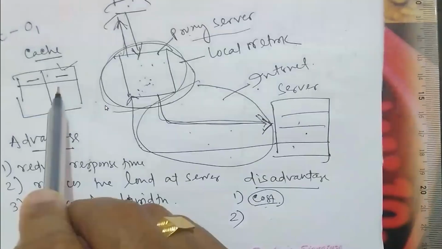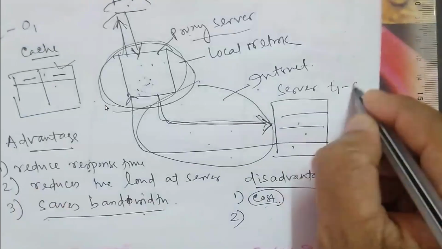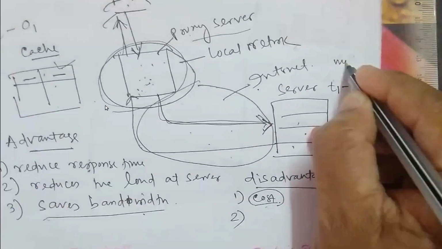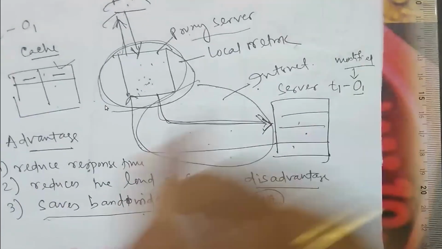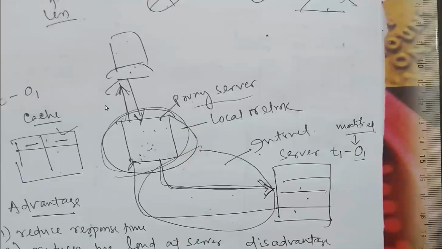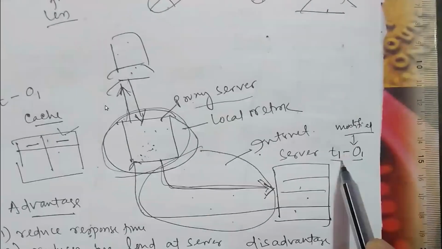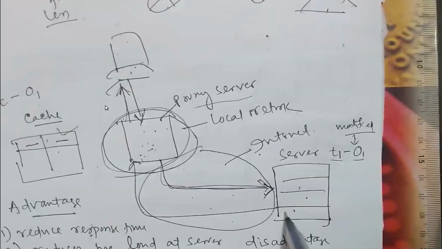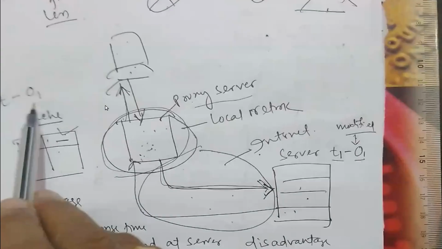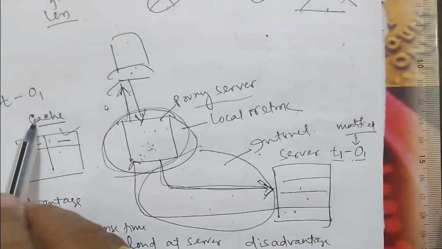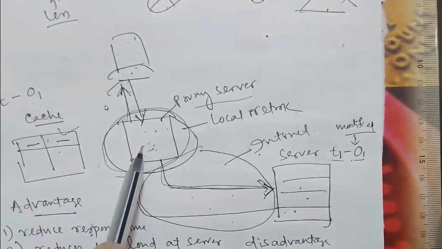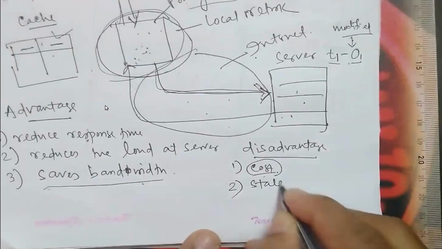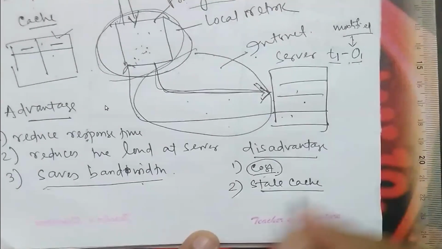But at time t1 the server has modified this object O1. So now at another point of time t1, that object O1 which you have already stored in the cache has been modified at the server end. So as you have already maintained it at the cache, you are not going to get this modified information when somebody is requesting. Yes or no? That means that problem is referred to as a stale cache problem.